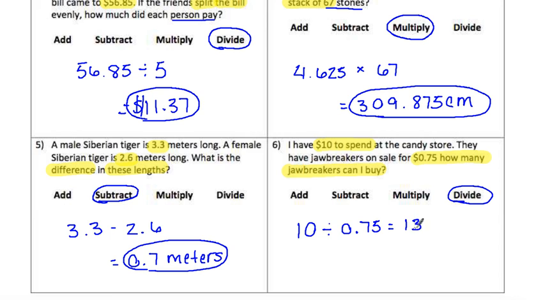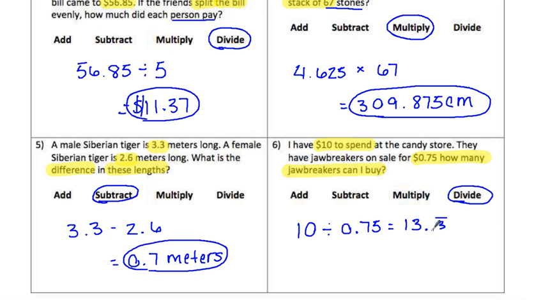You get 13.3333, and it'll keep going on forever and ever. We call that a repeating decimal. The way we write it is with a bar over the top. 13.3 repeating, that's how we write that.